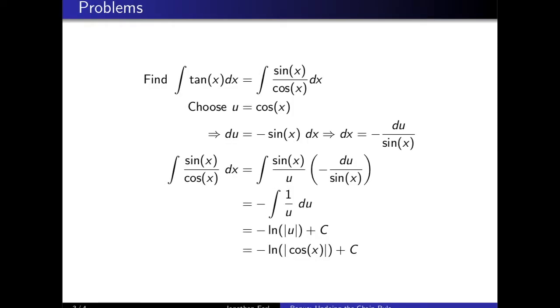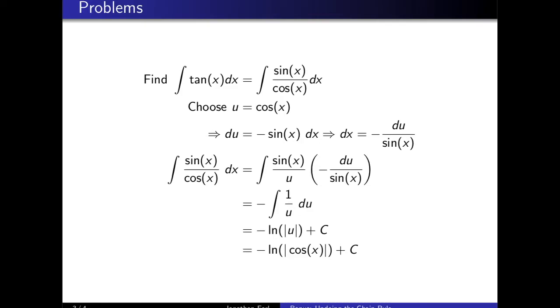Okay, so typically whenever you're doing things with trig functions, you want to put things in terms of sines and cosines because it just makes things easier to work with. So we'll do that first. We'll go and rewrite tangent as sine divided by cosine. Again, what we want to do is make a substitution so that the derivative of what we substitute in is sitting in our numerator.